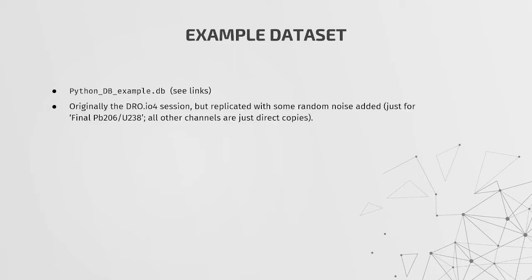Basically, this example database is a synthetic dataset where I've just replicated the draw.io4 session file about 40 times so that we'd have some spread in time values, so that later on when we look at an example of a dashboard, we'd have some data spread out over a few months. All of the data are basically just replicated except for this final 206.238 channel, which I added some noise to so that it wouldn't look like it was just the same values over and over again.